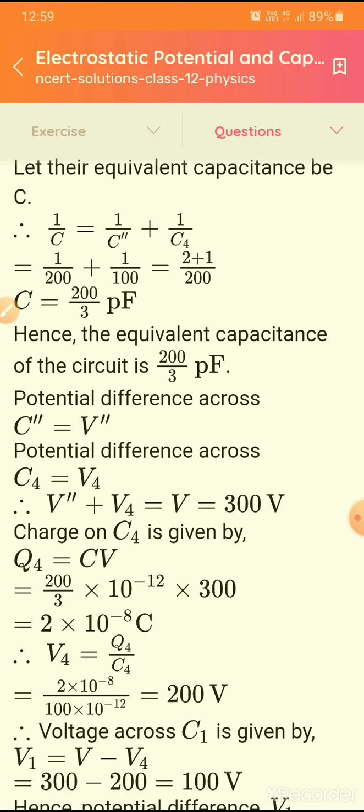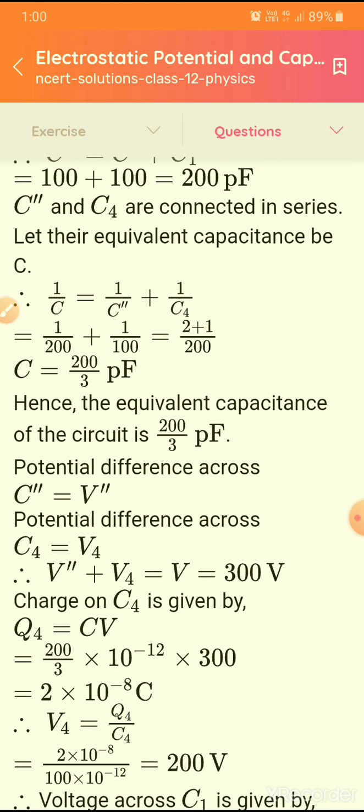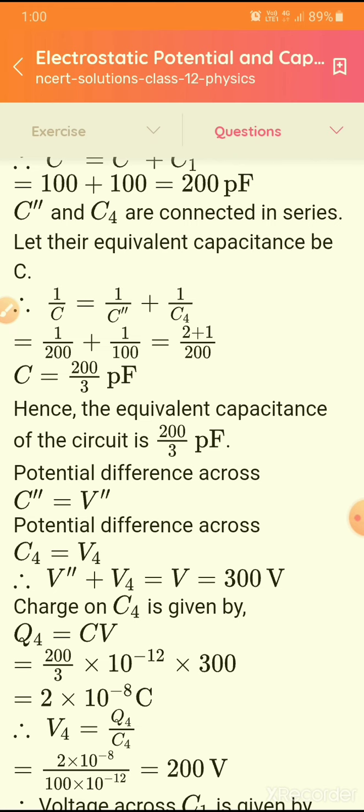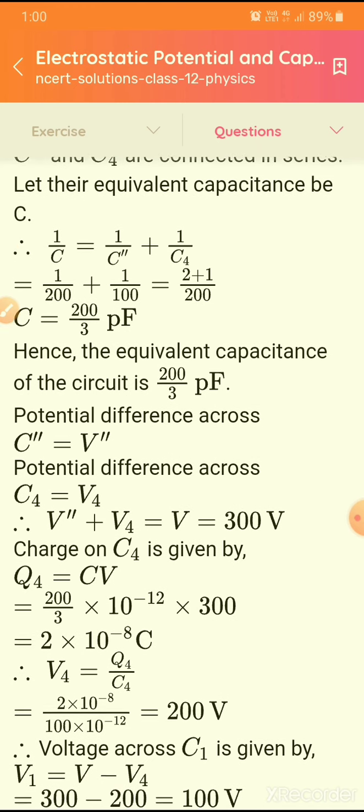So V2 dash plus V4 is equal to V, which is equal to 300 volts. Already we know this value. So the charge on C4 is given by Q4 is equal to CV. Already we know this formula. So from that, Q4 is equal to C into V.